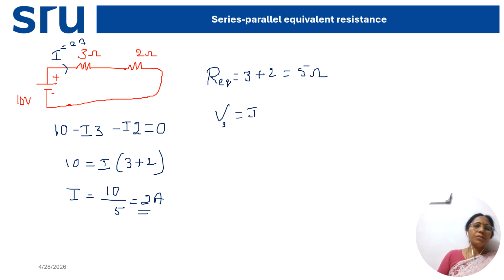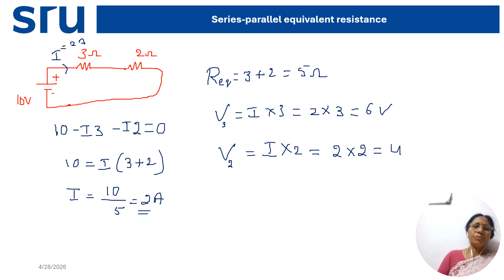Now what is the voltage drop across the 3 ohm resistance? It is I into 3, where I is 2 ampere and the resistance is 3, so it is 6 volts. The voltage across 3 ohm is 6. Now what is the voltage across the 2 ohm resistance? It is I into 2. The current magnitude is 2 ampere and the resistance R2 is 2, and 2 into 2 is 4 volt.